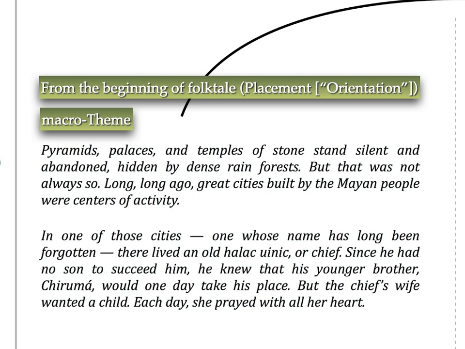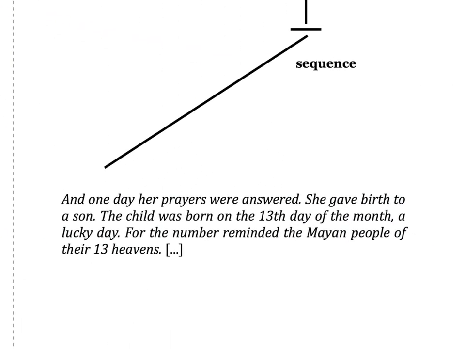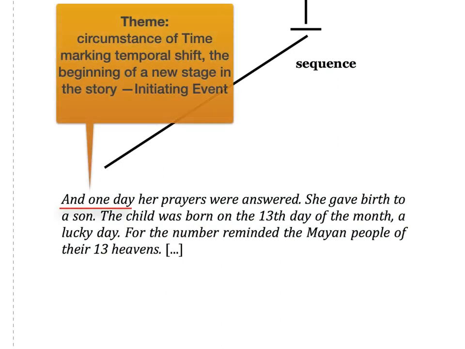And then, and that's significant, how do we break? Well, the very next paragraph starts like this. And one day. So it resets the time from habitual, general time to one specific time. In terms of that particular clause, and one day her prayers were answered, the theme is a circumstance of time, and it makes a temporal shift. The beginning of a new stage in the story. In fact, the initiating event in a chain of events. So we've gone from the placement, we're talking about habitual activities, characteristics, and so on, to the start of what turns out to be a chain of events.